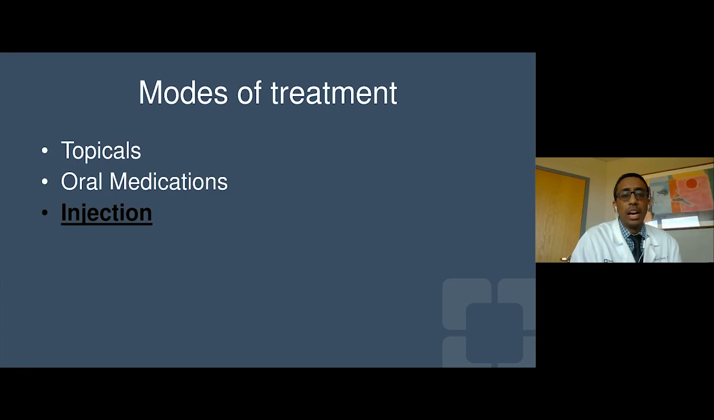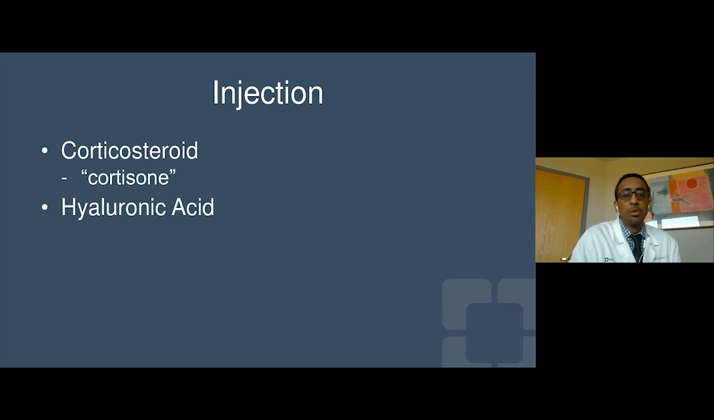All right, and so the last category that we'll go through is injections. There are two main types of injections. The most common one, I'm sure most, if not all of you, have heard of, is corticosteroid or cortisone. We'll talk about that, and then we'll also talk about hyaluronic acid, or viscosupplementation, or gel injections, which I'm sure a lot of you have heard about.